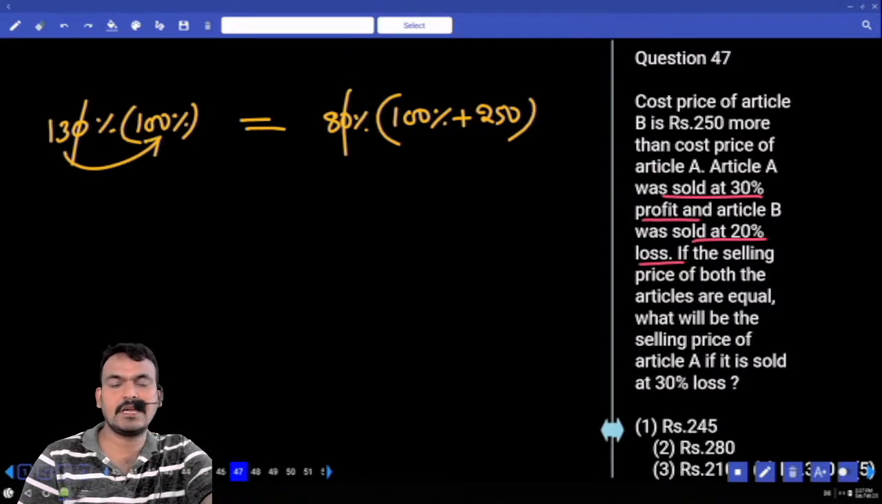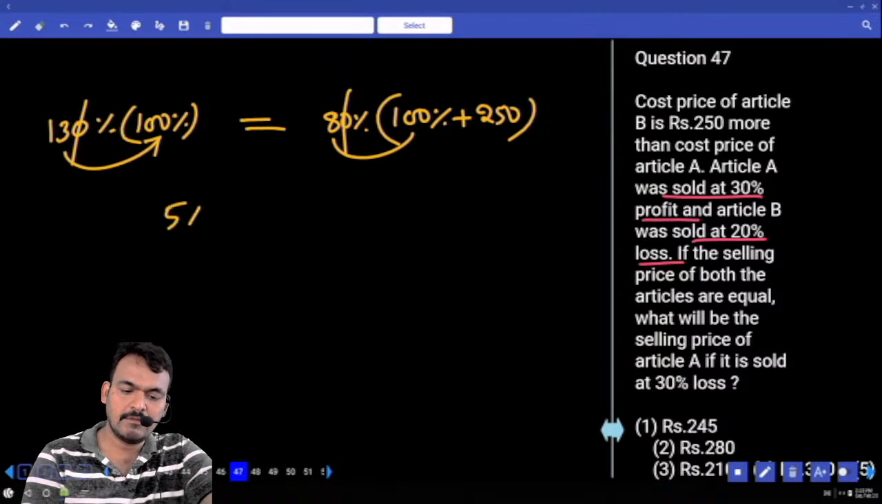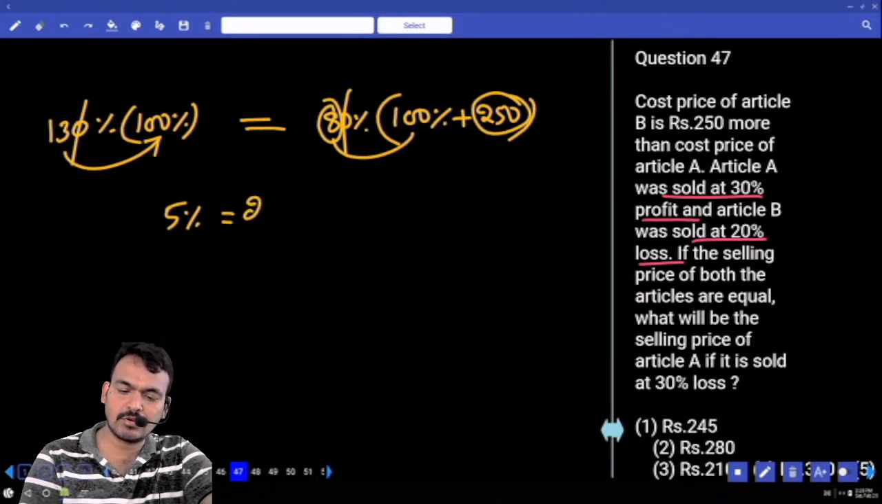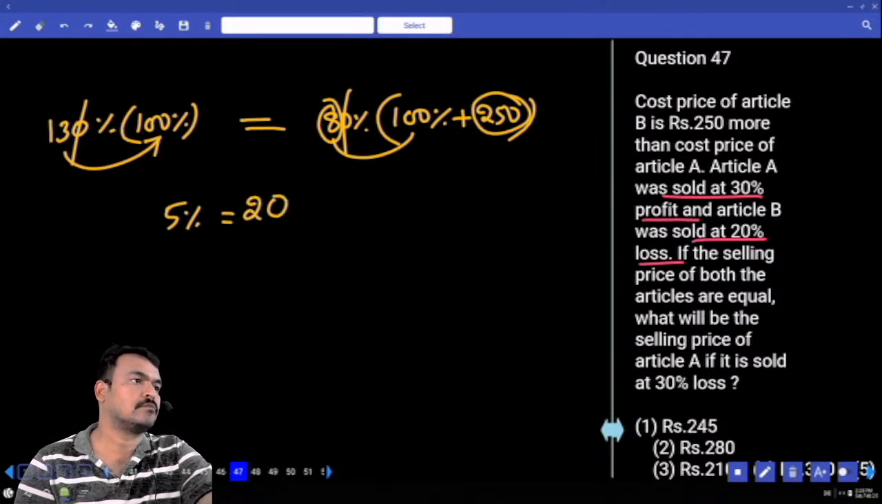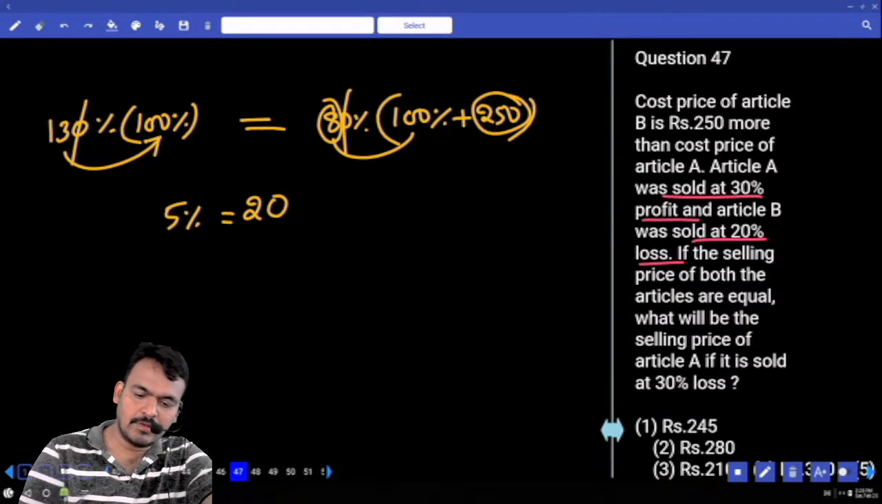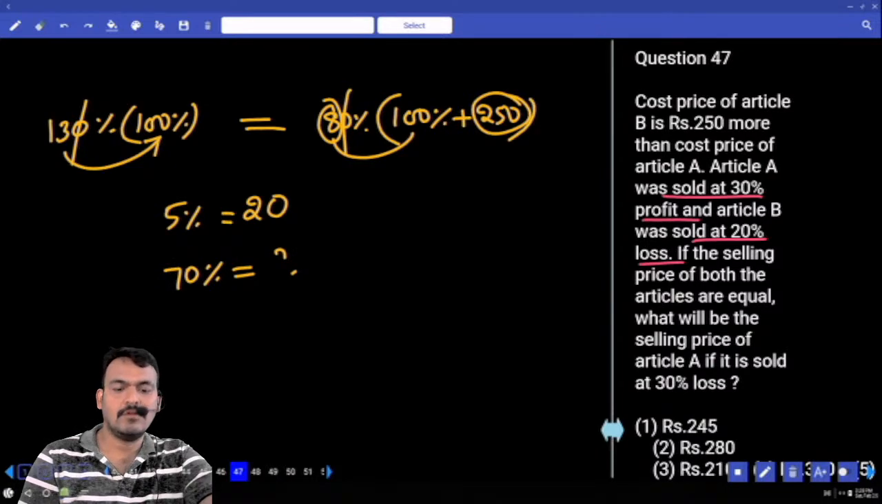13% of 100 is 13. 8% of 100 is 8. The difference is 5%. Next, 8% of 250 is 20. So 5% is 20. Wait, we required the selling price. How much percent do we need? 70%. How many times is it? 4 times, so 70% is 280.